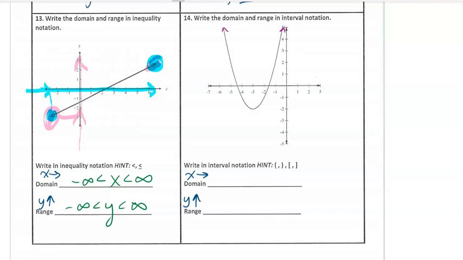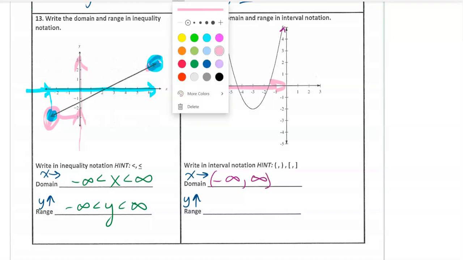So back to our domain, as the x values increase, we look up and we see that this graph is going infinitely in both directions. So we're beginning at negative infinity, and we're heading towards positive infinity.